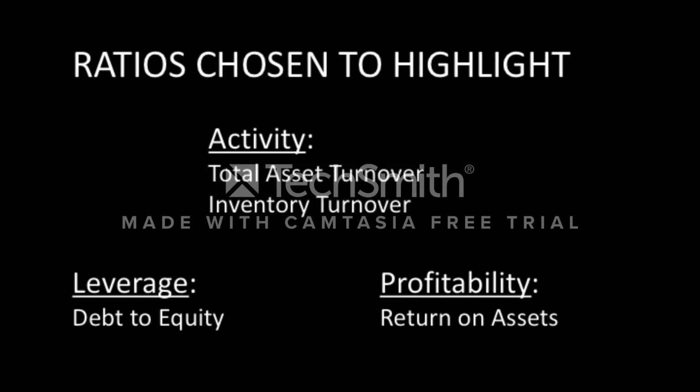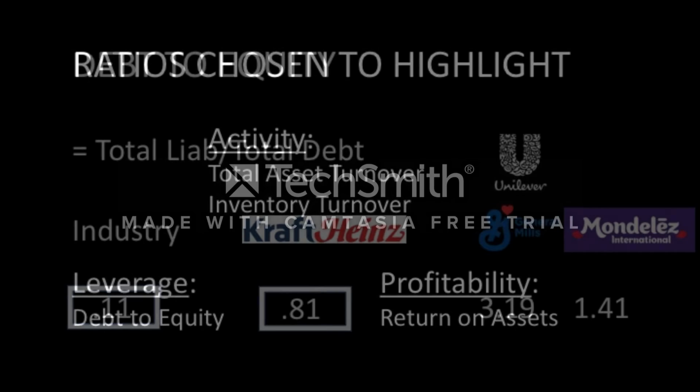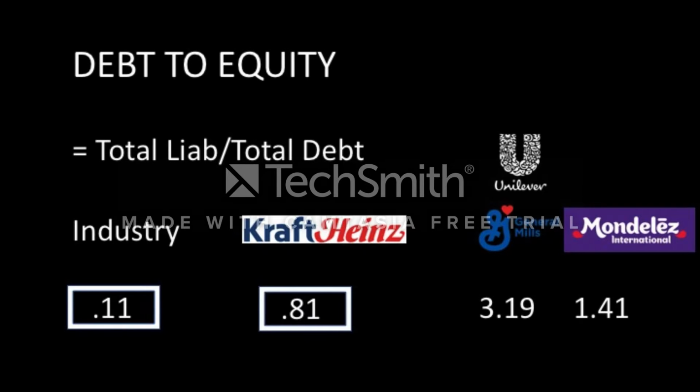Debt to equity is a leverage ratio. It is computed by taking total liabilities divided by total debt. The industry debt to equity ratio is 0.11. Kraft Heinz is 0.81. The debt to equity ratios for General Mills and Unilever are both 3.19. Mondelez is 1.41.